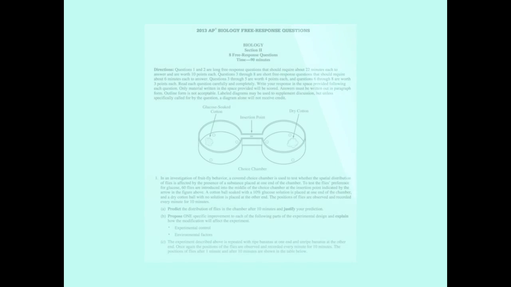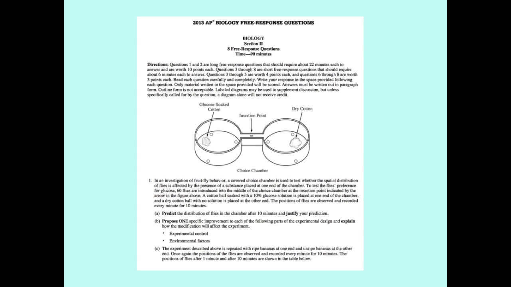The 2013 AP Biology free response involved the chi-squared problem. In an investigation of fruit fly behavior, a covered choice chamber is used to test whether the spatial distribution of flies is affected by the presence of a substance placed at one end of the chamber. To test the fly's preference for glucose, 60 flies are introduced into the middle of a choice chamber at the insertion point indicated by the arrow in the figure above.